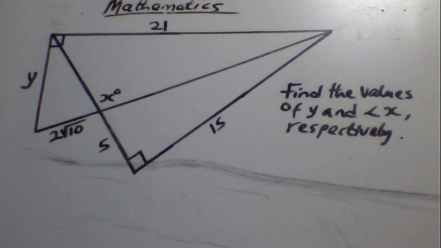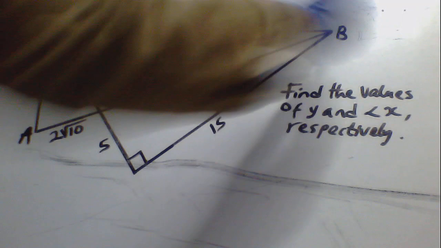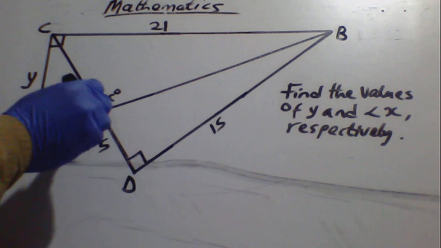Alright, good day students. As you can see, the two triangles are arranged as shown in the diagram, and you are required to find the values of y and angle x respectively. So how do you solve this type of problem involving triangle measurement, side and angle measurement? The first thing to make it easy is to label the triangles. So I call here A, B, C, D, and this point here E.